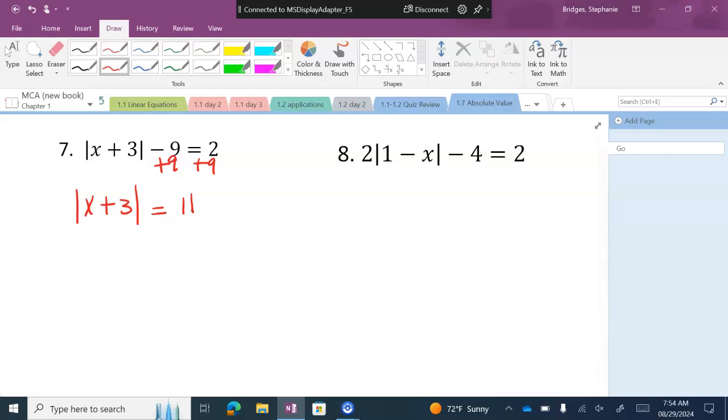Once you have the absolute value by itself, then we can set up our 2 equations. So go ahead and finish it. Set up x plus 3 is equal to 11, and x plus 3 is equal to negative 11. Again, the absolute value must be all by itself before I can set up my 2 equations. If I set up my 2 equations first, you're going to get the wrong answer 99% of the time. There's an occasion here and there that it will still work, but not usually.